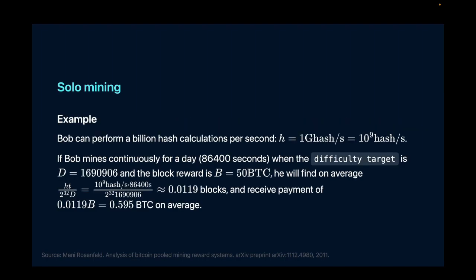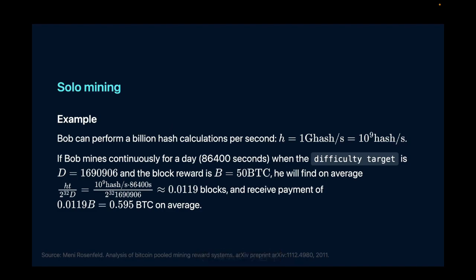So let's look at a practical example with real numbers, right? Let's imagine Bob can perform 1 billion hash calculations per second. So Bob's hash rate is 1 gigahash per second, or 10 to the power of 9 hashes per second. Let's imagine Bob is mining continuously for an entire day. So that's 86,400 seconds. And let's imagine the difficulty target is 1.6 million, and the block reward is 50 Bitcoin.